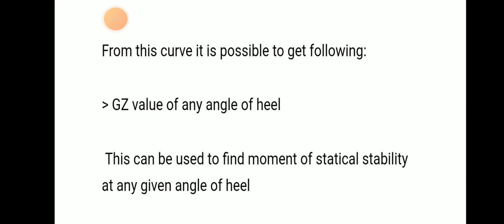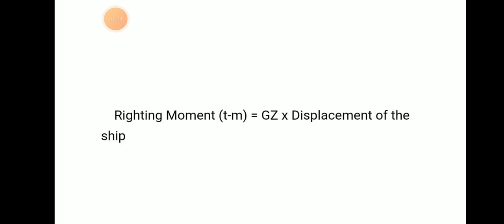From this curve it is possible to get the GZ value for any angle of heel, and this can be used to find the moment of static stability at any angle of heel. For the righting moment calculation, from the graph we can find GZ, and GZ into displacement of the ship will be the righting moment.